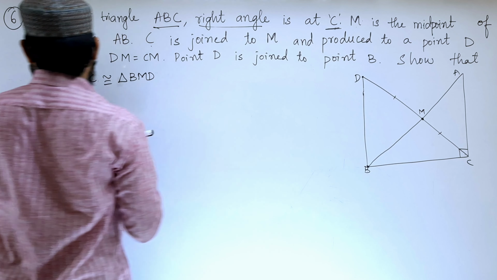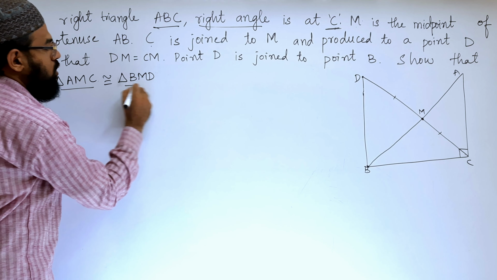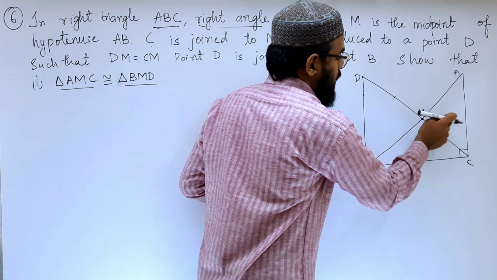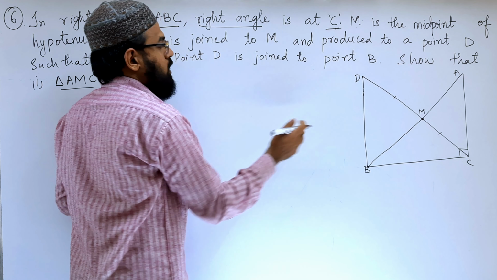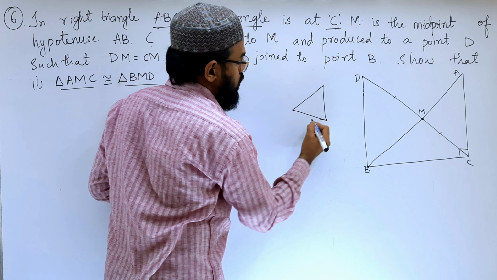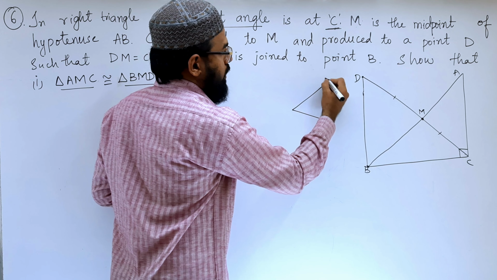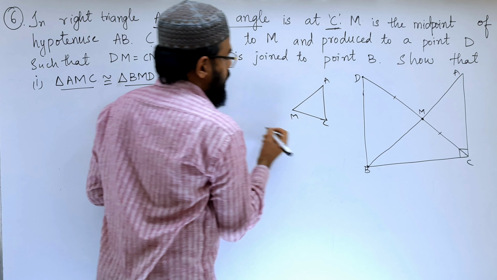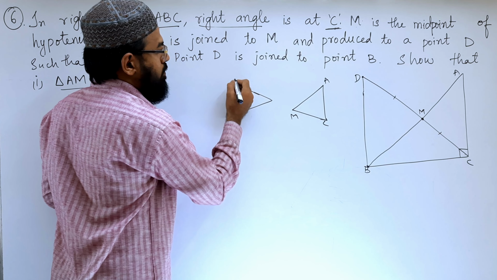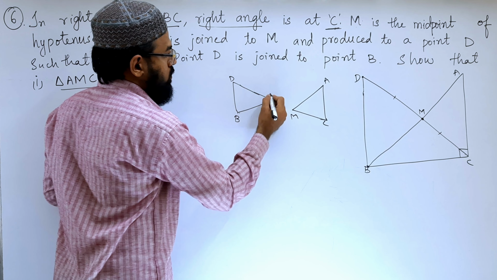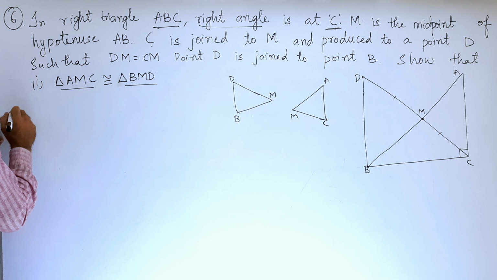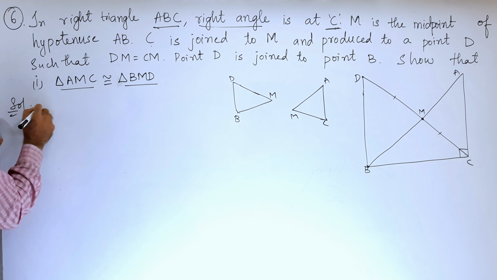Show that triangle AMC is congruent to triangle BMD. So they said that this triangle AMC and BMD both are congruent. We need to show that these two triangles, AMC and BMD, are congruent. So in the solution, let us write what is given.